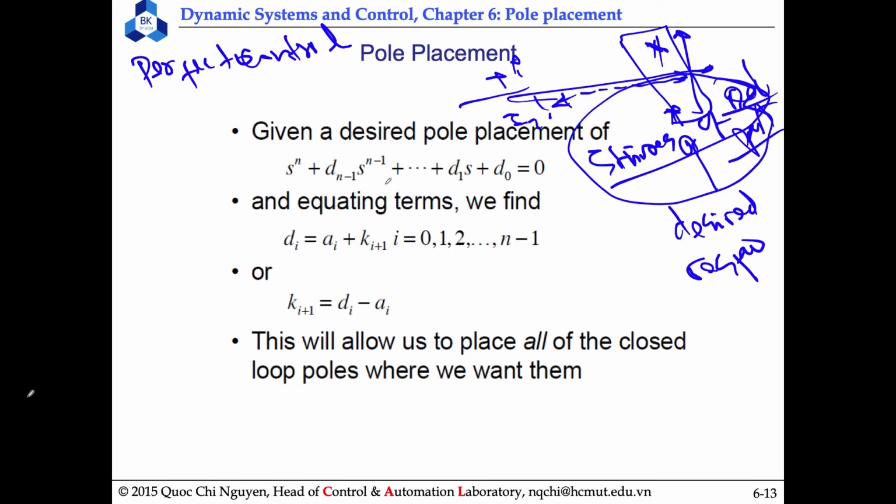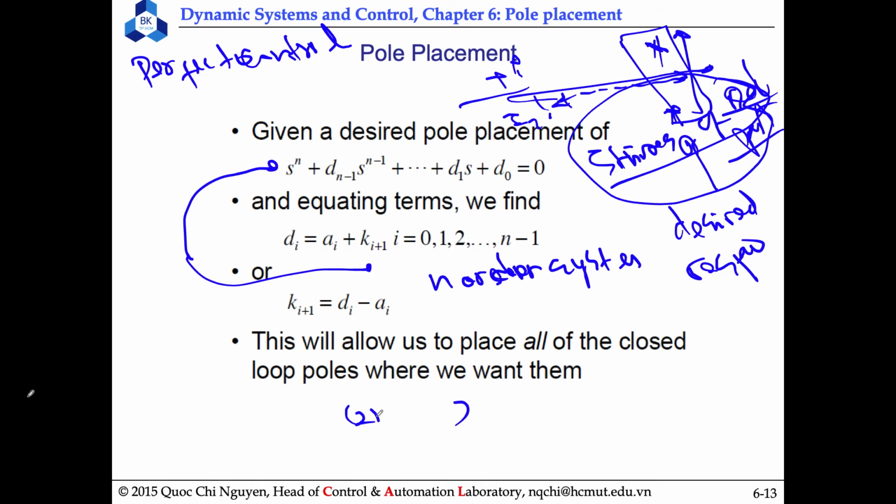And then we have the new method here. If we have an n-order system, we just divide the system into two parts. The first part is a second-order system, and another part is the other poles.